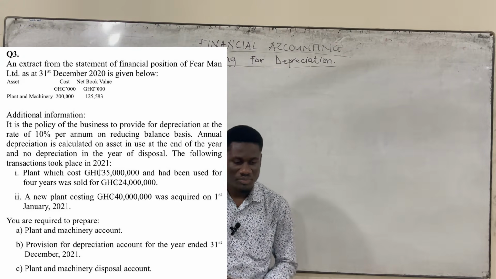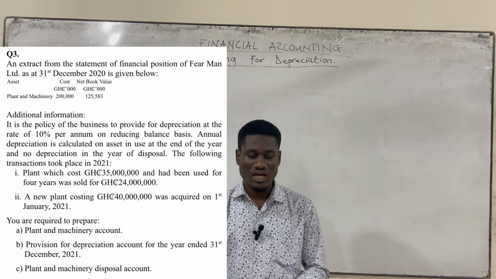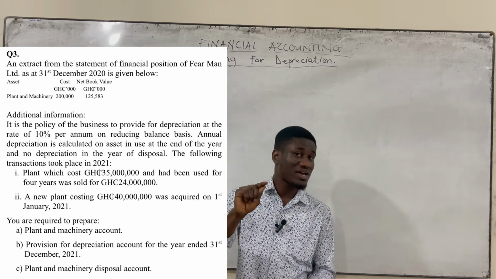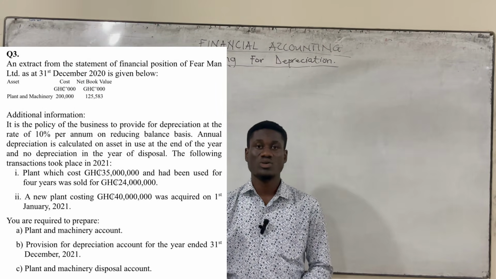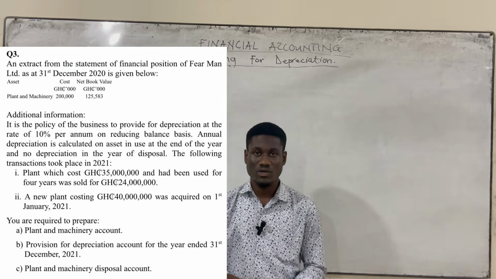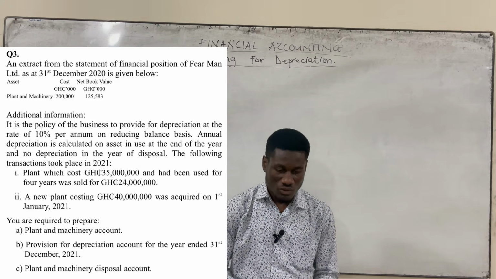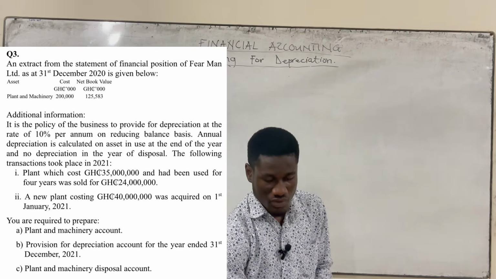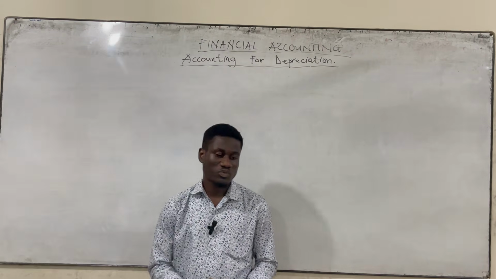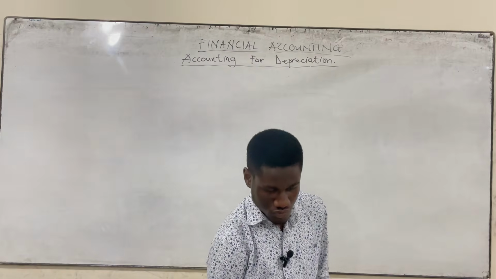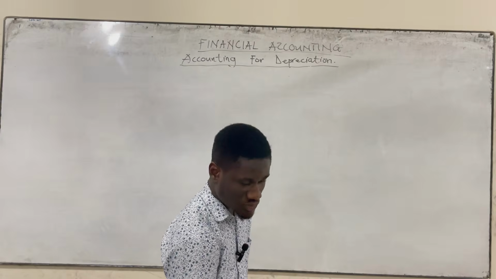You are required to prepare the plant and machinery account, provision for depreciation account for the year ended 31st December 2021. But you remember that the asset we have there was 31st December 2020, so we'll bring that asset forward. Okay, they are also requiring us to calculate for our plant and machinery disposal account. Good. So with this, we are going to start with our workings.